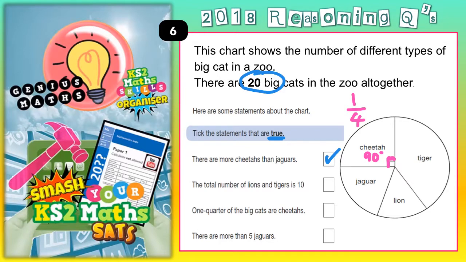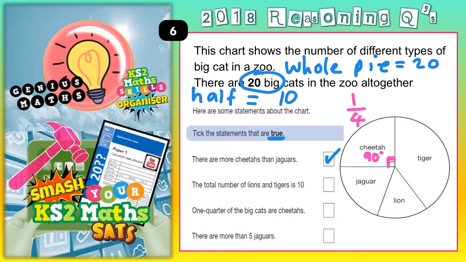The total number of lions and tigers is 10. Well, if you think about the fact that there are 20 big cats in the zoo altogether, that means that the whole pie is equal to 20. But that also means that half the pie would be equal to half of 20, which is 10. So half the pie would be 10.